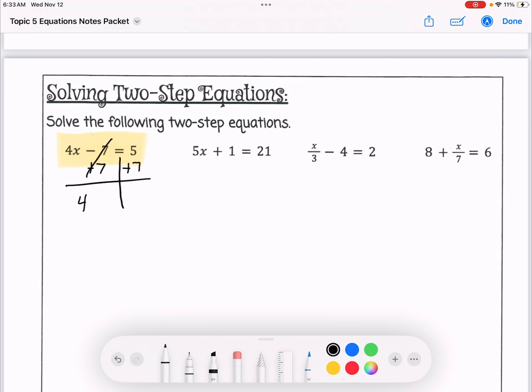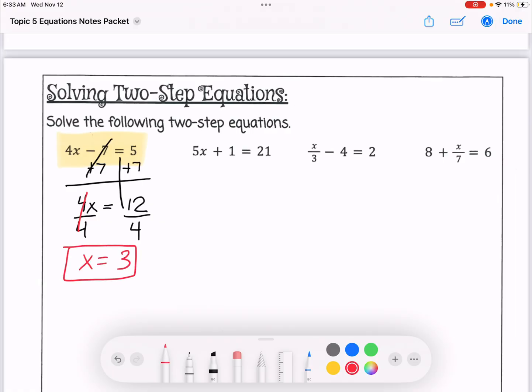When I do that, I get 4x equals 12. And now, once I've done one step, I'm only left with one more step to do. So this should look very similar to what we did yesterday. If it's 4x, that means 4 times x. And the inverse of multiplying by 4 is to divide both sides by 4. When I do that, this becomes x equals 3.